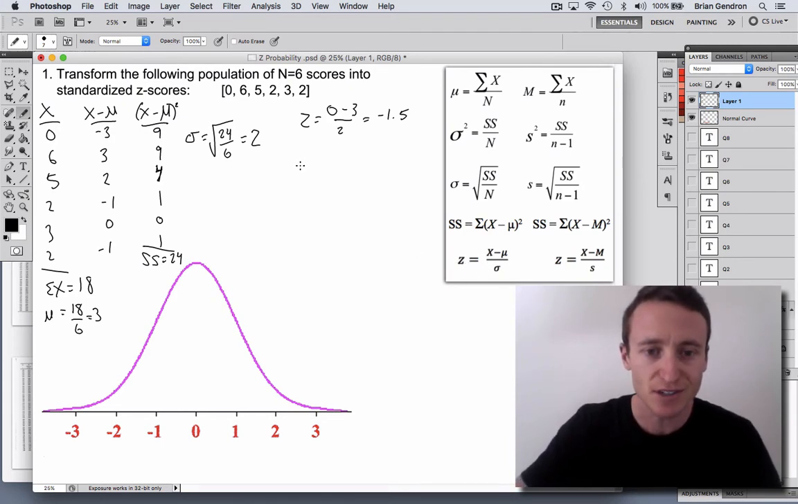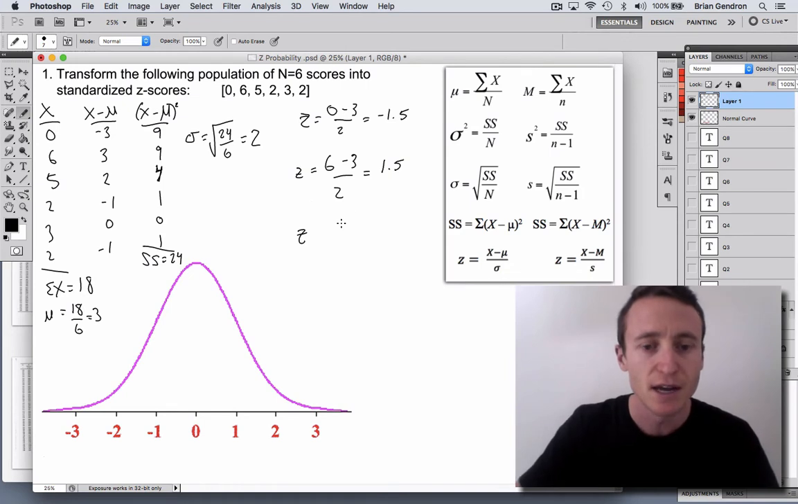Okay, the next value is a 6. So to calculate the z value, we take 6, subtract the mean, and divide by the standard deviation. That gives me 3 over 2, which is 1.5. The next z value, I'm going to put some crosses here so it makes these z's more apparent. The next z value is, the next x value is a 5.